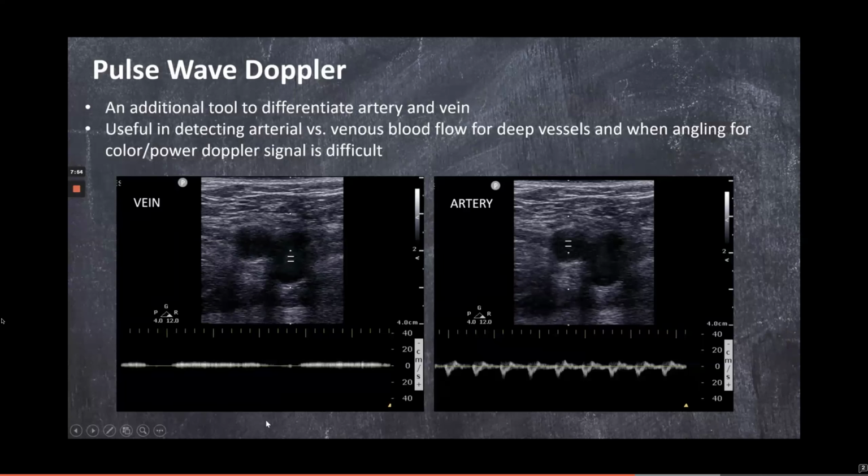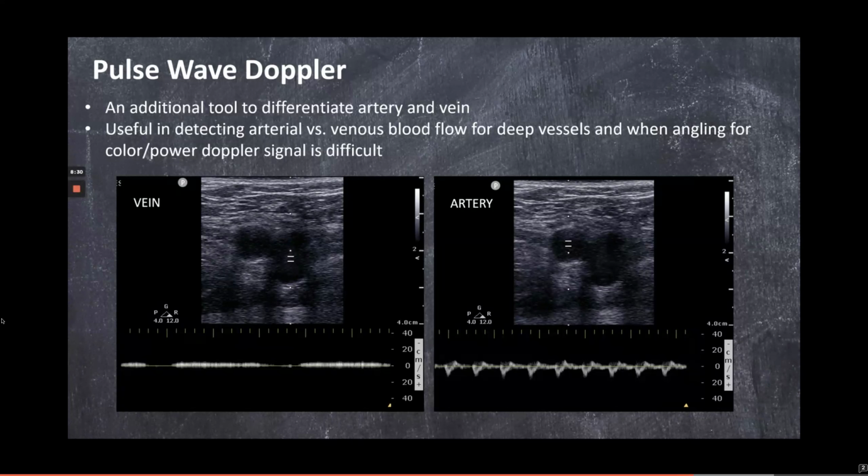And why does it matter in terms of doing procedures? Sometimes pulse wave Doppler is helpful as an additional tool to differentiate between artery and veins. This has been tremendously helpful, especially trying to access femoral veins or deep subclavian veins that are really hard to detect because of the increased distance to detect color or power Doppler signal. Also, sometimes this is very helpful in differentiating between artery and veins if there is a lot of edema surrounding the vessel, resulting in difficulty in seeing true artery and veins.